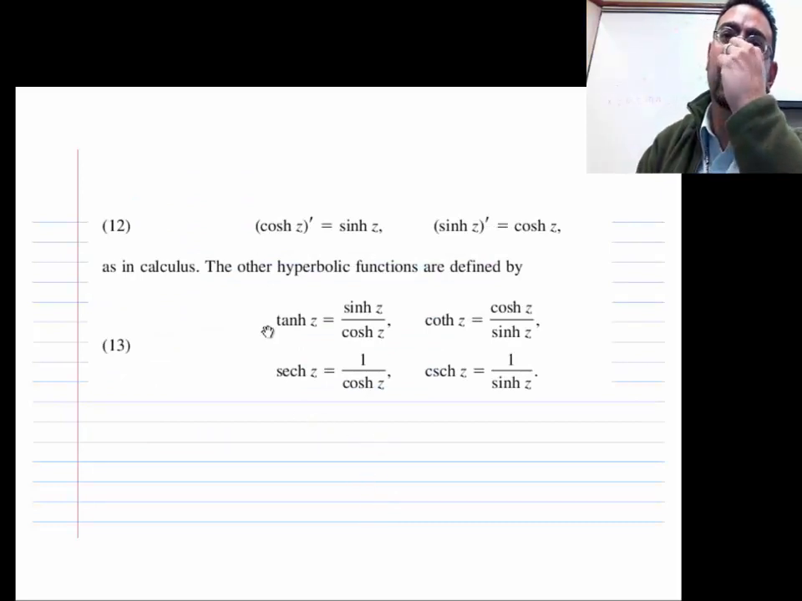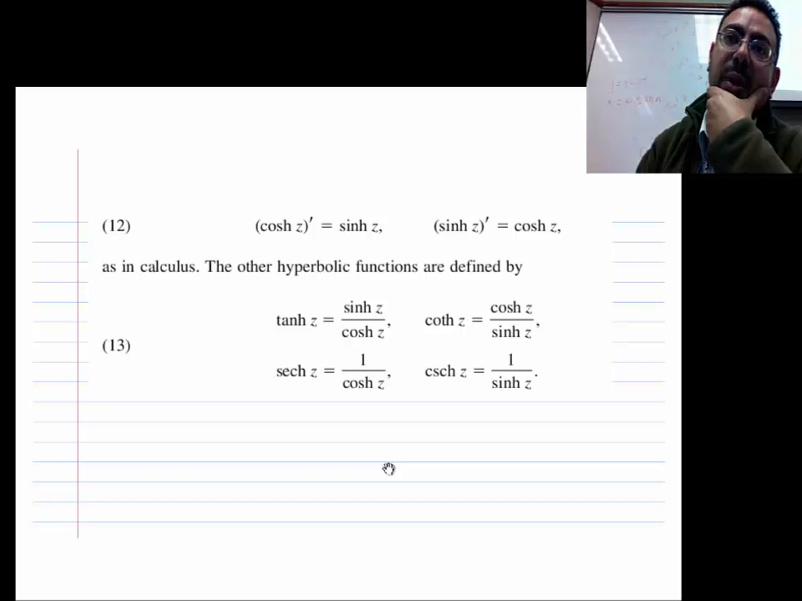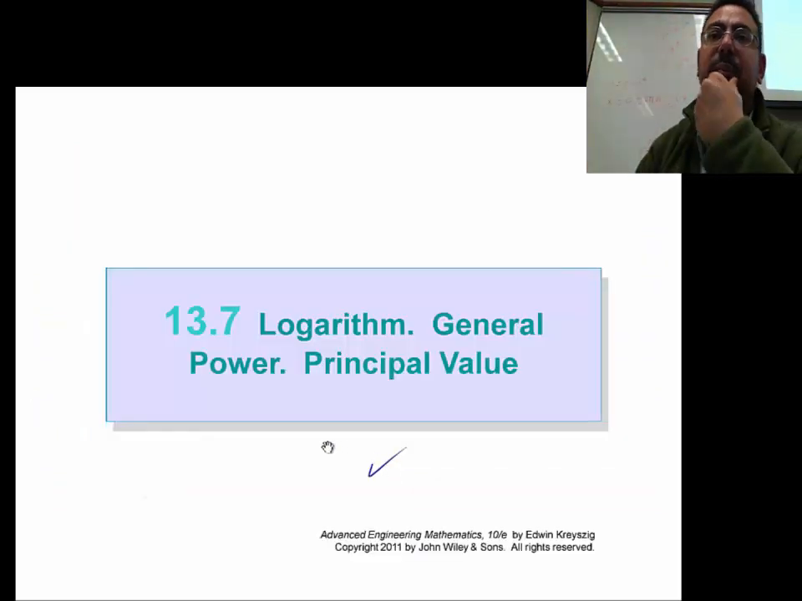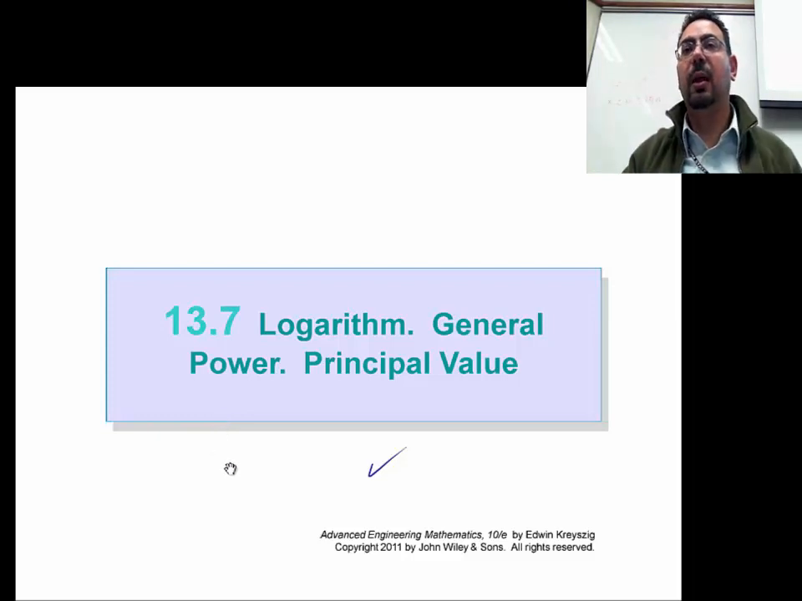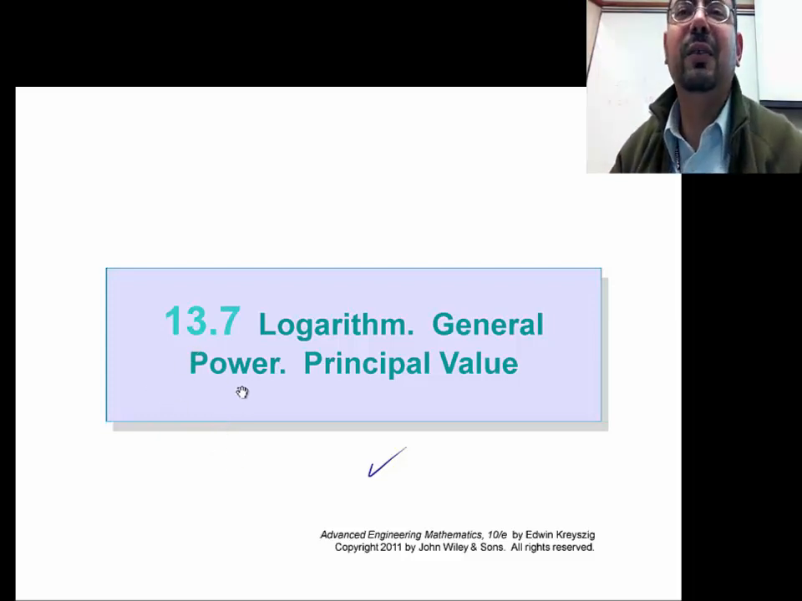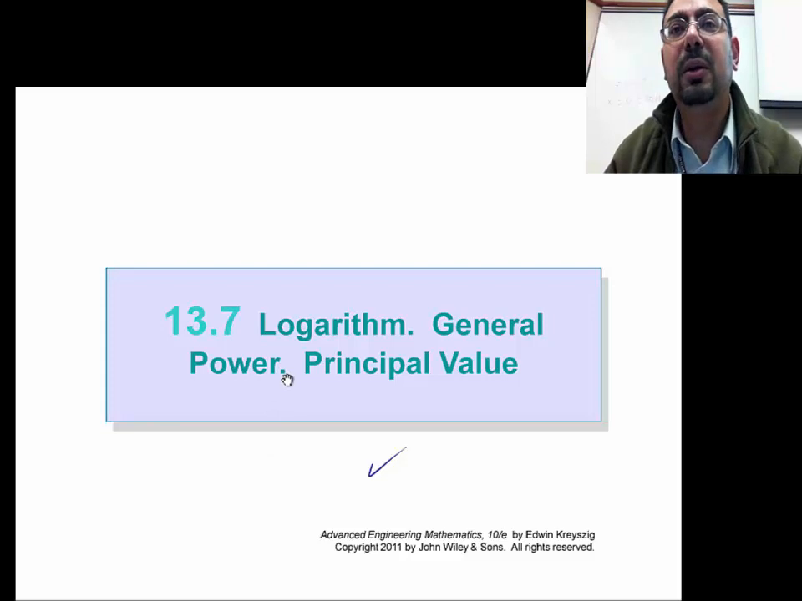And those are the differentiation and the tangent. It's the same definition that we have for the tangent, cotangent, the sec and the cosec, but the hyperbolic equivalent. And finally, section 13.7. Let's look at the log and the power.